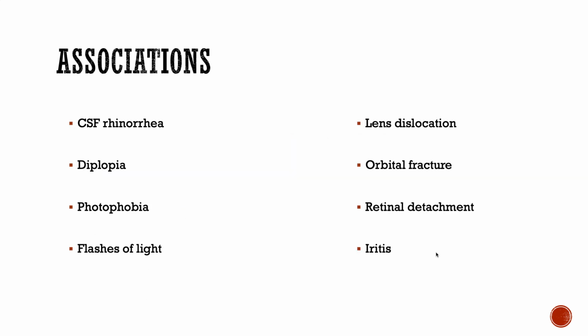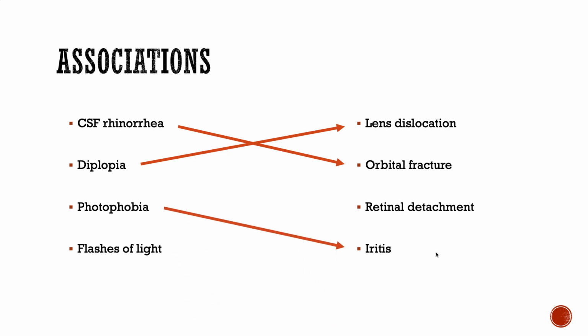Okay, so real quick, these associations, left to right, which one is CSF rhinorrhea associated with? Yep, orbital fracture, specifically the superior one, diplopia. Yep, lens dislocation. Oh, sorry. Photophobia, iritis. And then, yeah, flashes of light with retinal detachment.